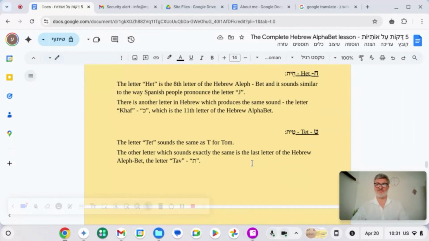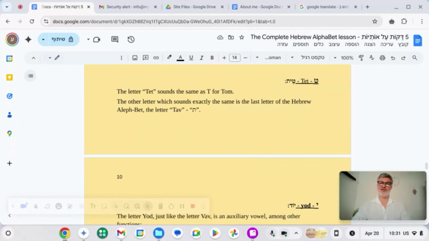The ninth letter of the Hebrew alphabet is the letter Tet. It sounds the same as T for Tom. The other letter which sounds exactly the same is the last letter of the Hebrew alphabet, which is the letter Tav.